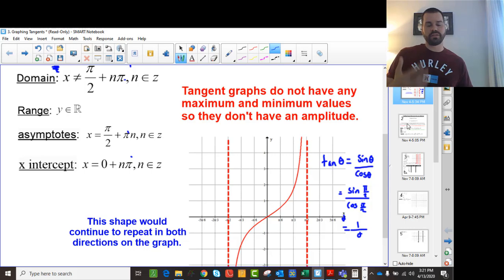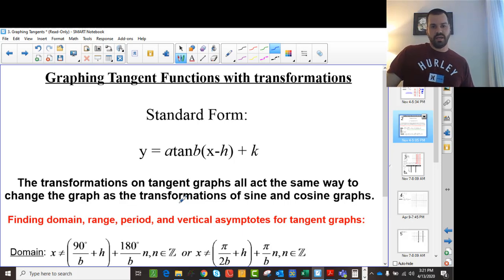So then we want to say, okay, well, that's what the basic shape looks like. So what do these a, b, h, and k things do? And a, b, h, and k do the same things to the graph that they did for sine and cosine. So a affects the vertical stretch, b affects the horizontal stretch, excuse me, and also affects the period. h affects the horizontal translation, it moves left to right, and k affects the vertical translation.